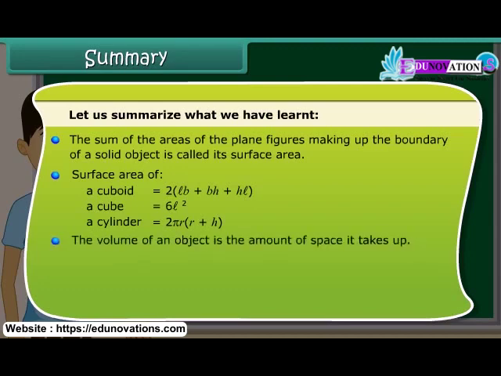The volume of an object is the amount of space it takes up. Volume of a cuboid is equal to L × B × H. Volume of a cube is equal to L³. Volume of a cylinder is equal to πR²H.